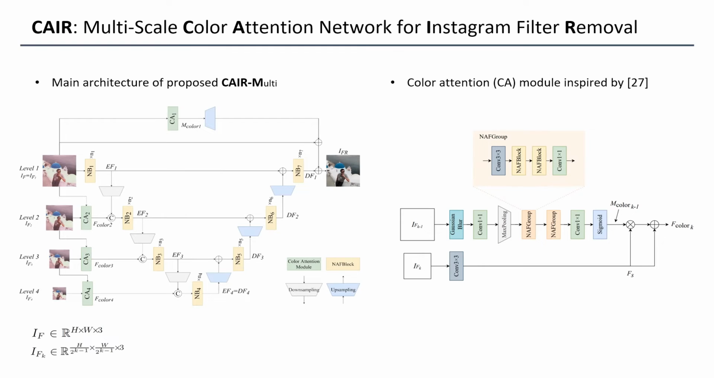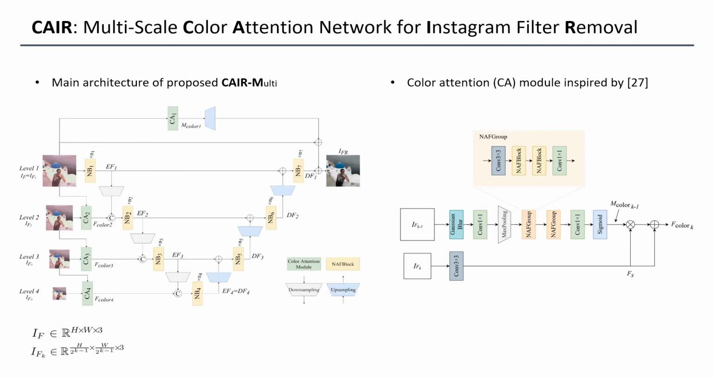Here is the CAIR multi-scale input version. The input image I_F is downscaled by a factor of 2 as going down to the lower level, and each color attention module takes the input of its level and the image from the upper level, then extracts color attentive features. The color attention module is described on the right side.